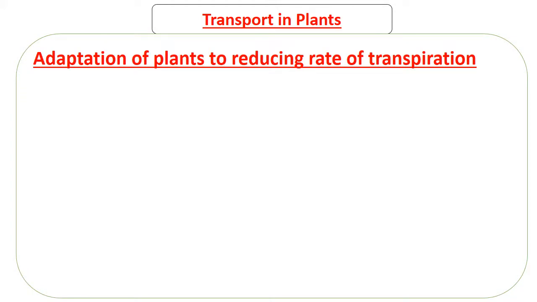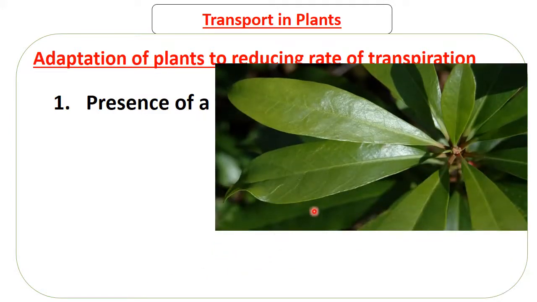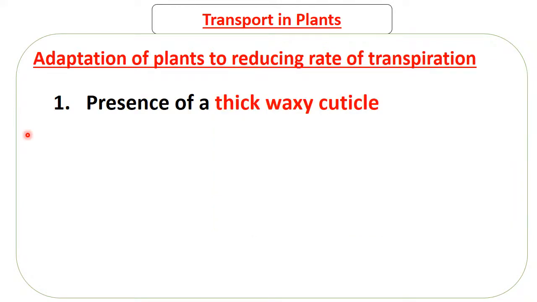Finally, we're going to take a look at adaptations of plants to reduce the rate of transpiration. Since transpiration can be dangerous at times when there's not enough water, as it can lead to wilting, how are some plants adapted to reducing the rate of transpiration? First, they have a thick wax cuticle. If we look at this plant, these leaves shine. This shine comes because there is a wax cuticle on top, which prevents water from being lost. So this is one way in which plants are adapted to reducing the rate of transpiration.